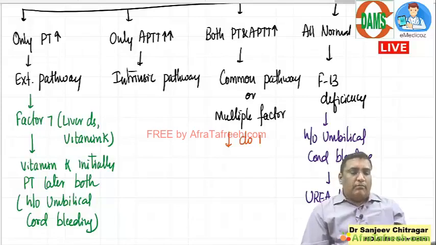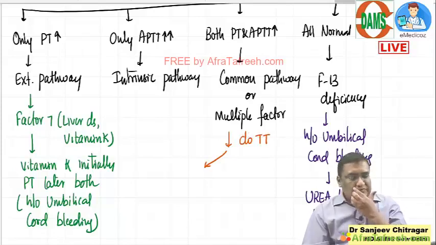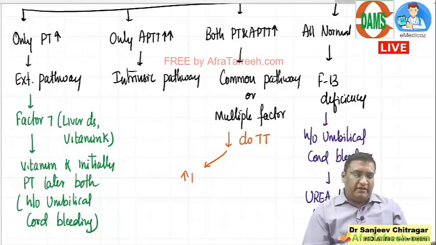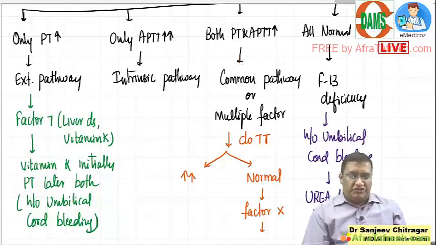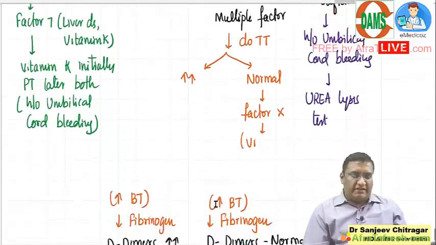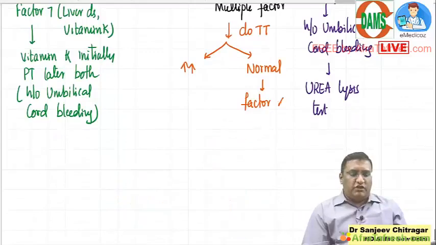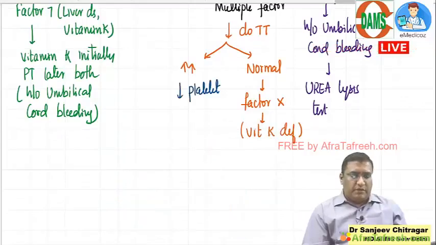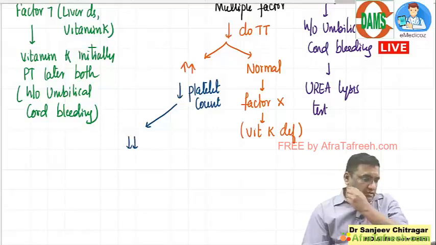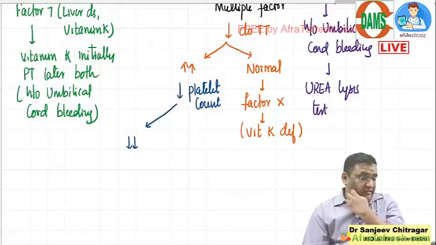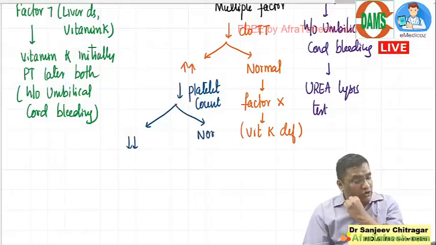Now, both PT and APTT elevated, common or multiple factor. So do TT there, increased TT or a normal TT. If TT is normal, factor 10 deficiency. Factor 10 deficiency occurs because of vitamin K deficiency. But if TT is elevated, check for platelet count. It could be reduced or it could be normal.